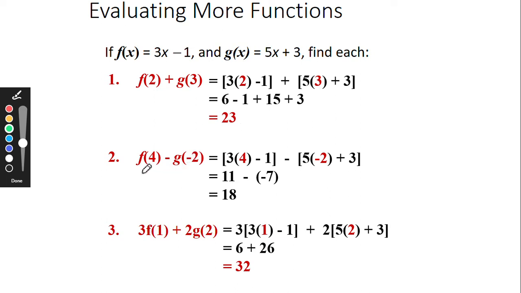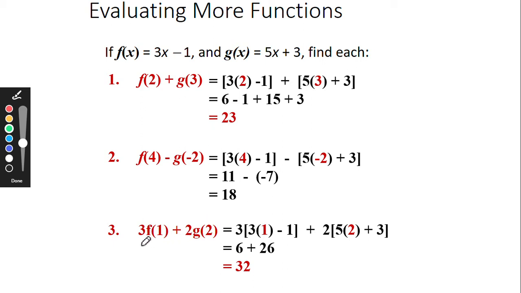Let's look at this one. You ought to find f of 4 minus g of negative 2. Again, all you need to do is find what the value of f of 4 is. And then you find the value of what g of negative 2 is. And when you get those two numbers, you subtract and you are going to get 18.